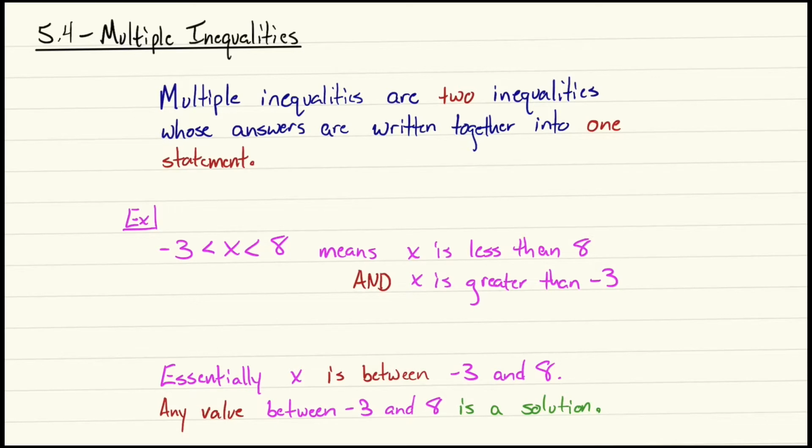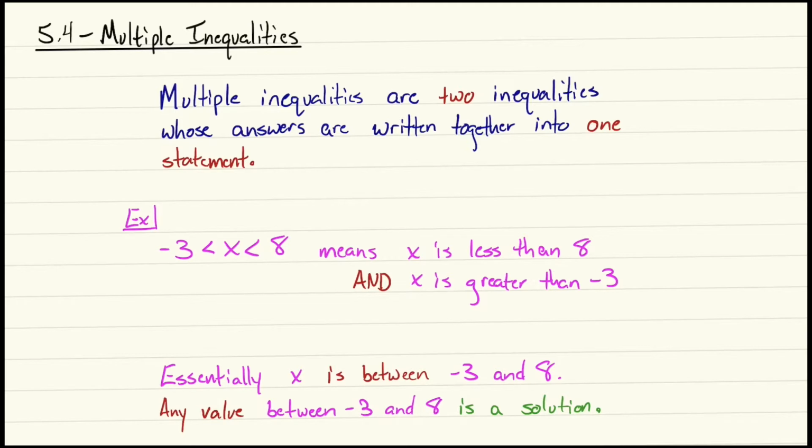Now, multiple inequalities are two separate inequalities whose answers are written together into one statement. In 5.3, at the end, we looked at the OR version of some compound inequalities, where we have two separate inequalities layered up and going in different directions, and we express those with an OR. In this case, we're going to look at a different version of that. These are considered AND problems and how they are written.